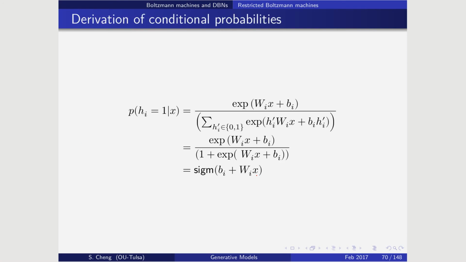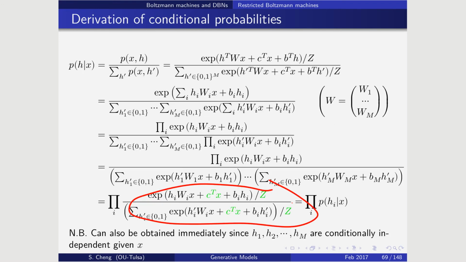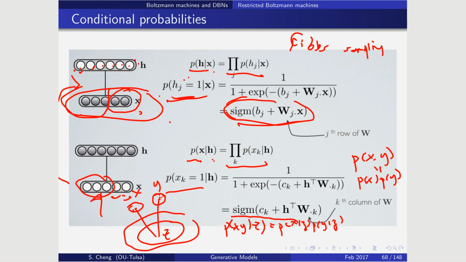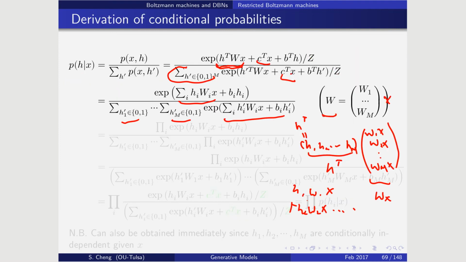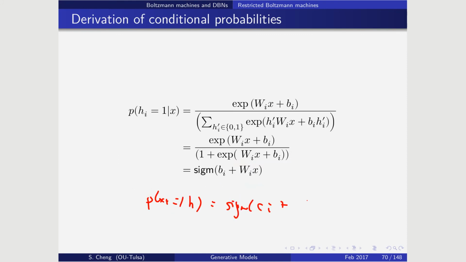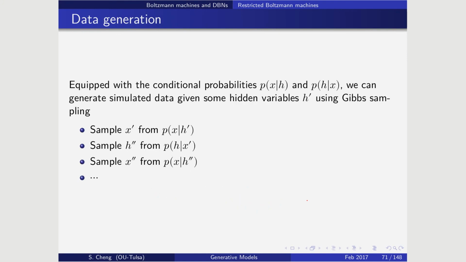Of course, for the other side, it's the same way. If I have p(x_i equal to 1 given h), it's just equal to sigma of c_i plus, I forgot, maybe w_i transpose h, something like that. But the other proof is more or less the same.